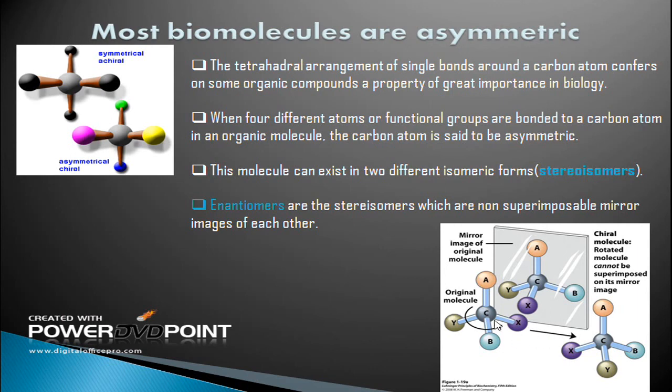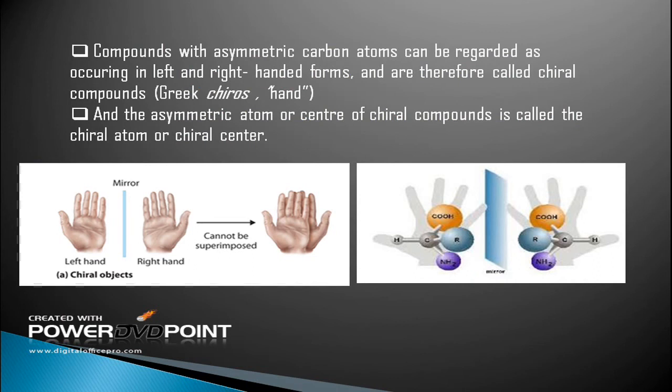This kind of property, or this kind of arrangement, provides a special property to the biomolecules, which we will see later in the upcoming videos. So compounds with asymmetric carbon atoms can be regarded as occurring in left and right-handed forms, and are therefore called chiral compounds. In Greek, kheir means hand. And the asymmetric atom or center of chiral compounds is called the chiral atom or chiral center. So this is the chiral atom or chiral center.